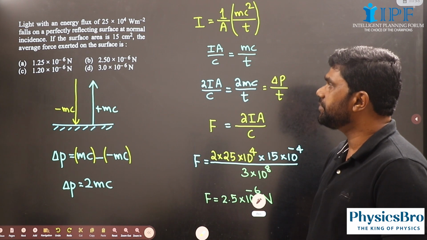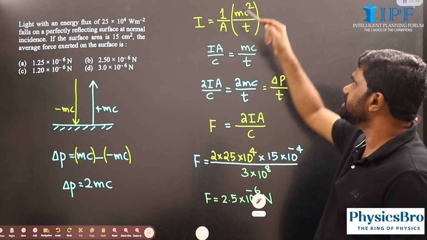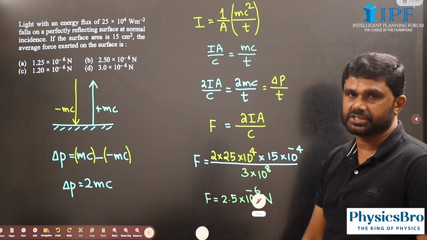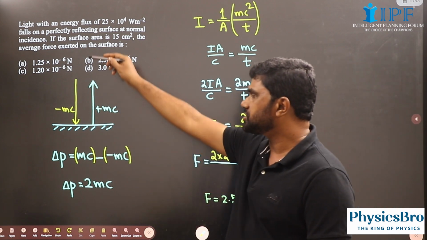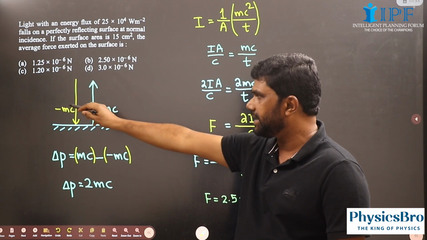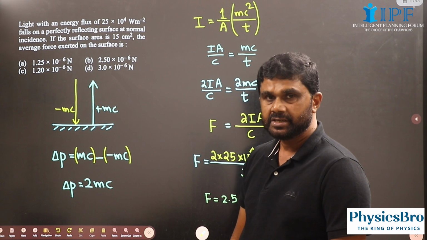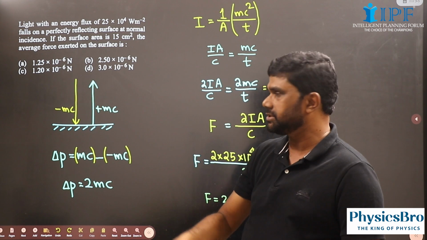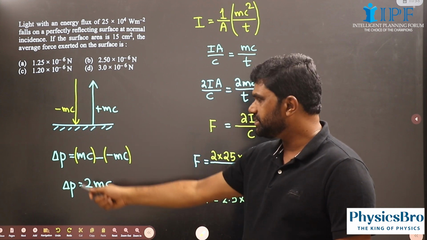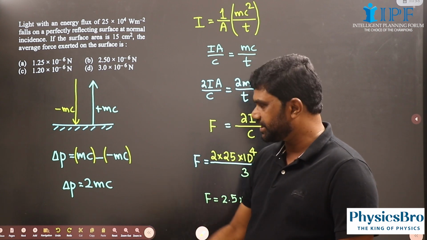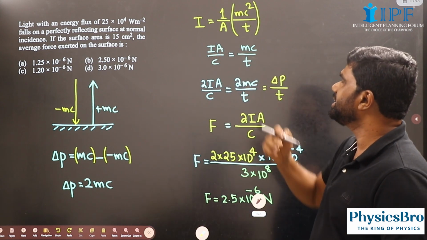If the surface area is 15 centimeter square, the average force exerted on the surface is? See, mc square, that is energy, divided by time is the power. Power divided by area is the intensity. When a photon strikes a reflecting surface, before collision the momentum is directed downwards, let it be represented by minus mc. After reflection it retraces its path, or the momentum gets reversed, so it becomes plus mc. So the change in momentum delta P will be final momentum minus initial momentum, that is 2 mc. And here is the intensity.